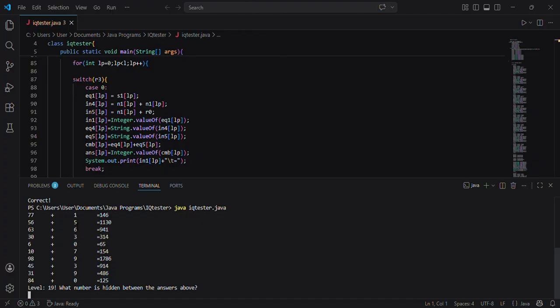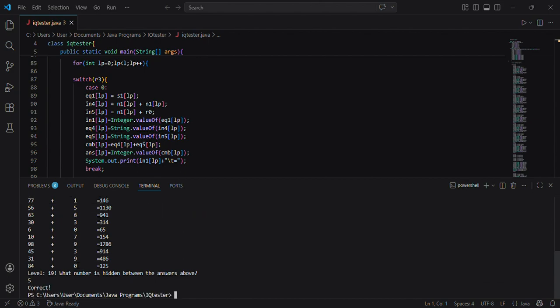So maybe above it is 5 fives are 25 plus 5 equals 30. So here if I write 5, that is the correct answer.